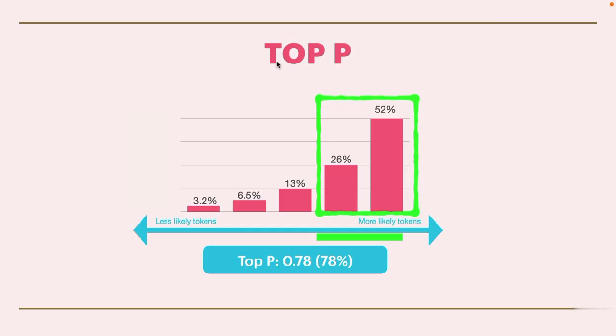So using the top P parameter will help you strike a balance between exploration and exploitation in the model's output, which will allow you to fine-tune the level of randomness and creativity in the responses. In the next video, you will understand the frequency penalty in the ChatGPT API.